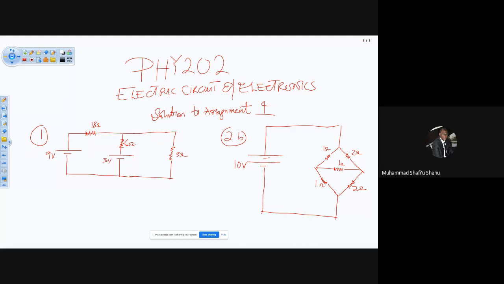Okay. So the question for circuit 1 is for us to determine the current flowing through each of the resistors in the circuit and the voltage drop across the 6 ohm resistor, by application of Kirchhoff's current and voltage laws. You have already been given a clip on how to go about it. You are asked to use both laws, the current and the voltage law. So I think it's straightforward.